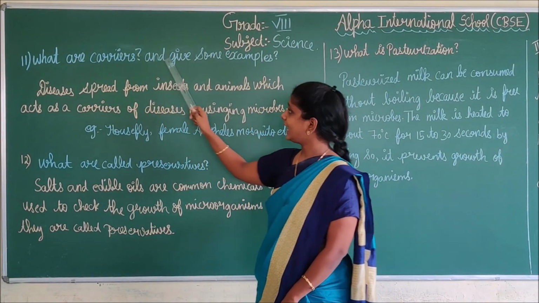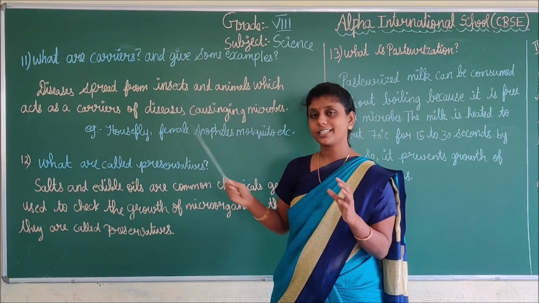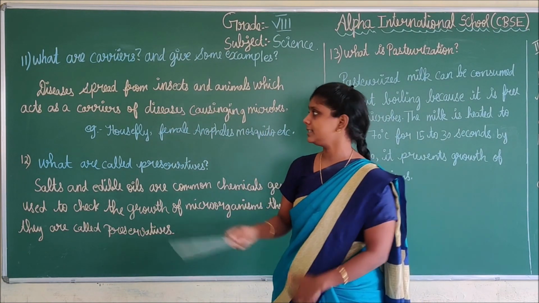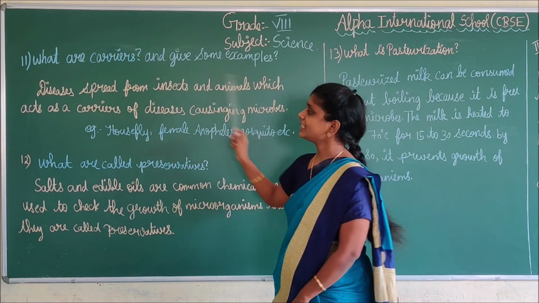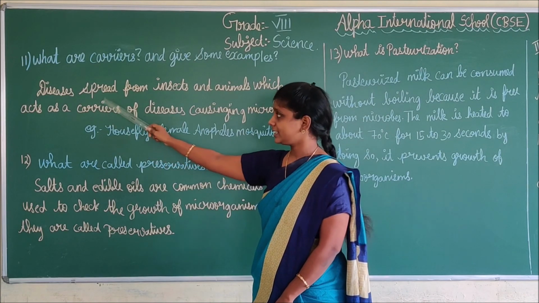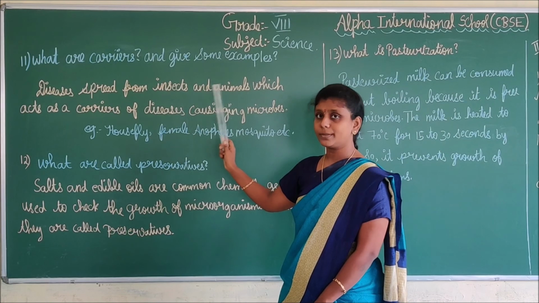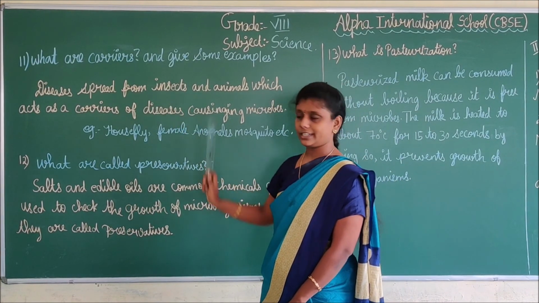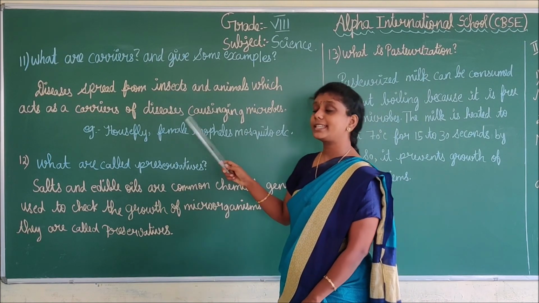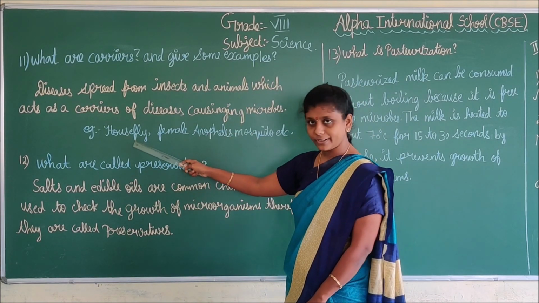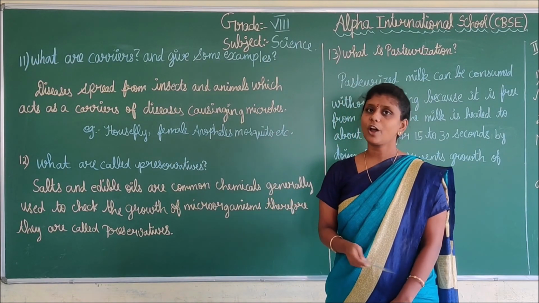What are carriers? Give some examples. They are asking to write what carriers are and to write some examples. Diseases spread by insects and animals which act as carriers. These insects and animals act as carriers of disease-causing microbes. Some examples of carriers are the housefly, the female Anopheles mosquito, etc.